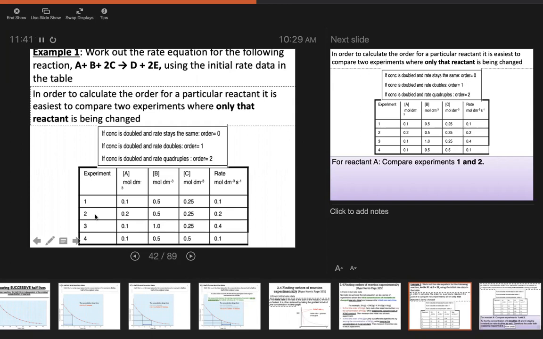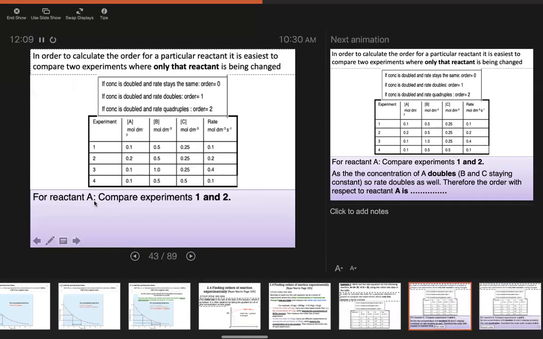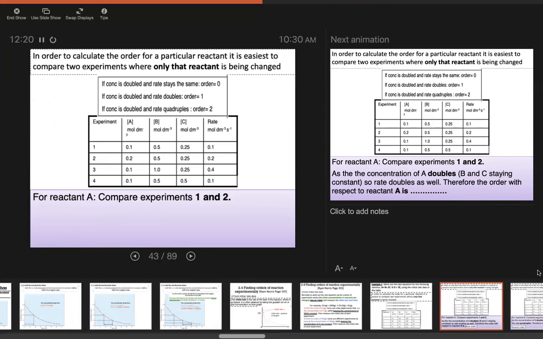You start with a new experiment, of the same reaction, but this time you change the concentration of A only, keeping your B and C the same. Again, you calculate the rate of the reaction. The reason for this is because you want to look at what happens to the rate when you double the concentration of A. Looking at experiments 1 and 2, this enables you to deduce the order with respect to A first.